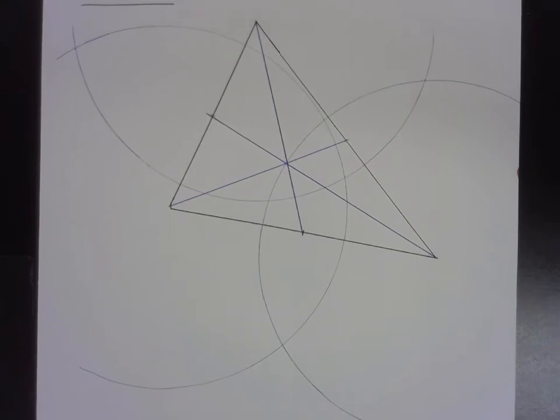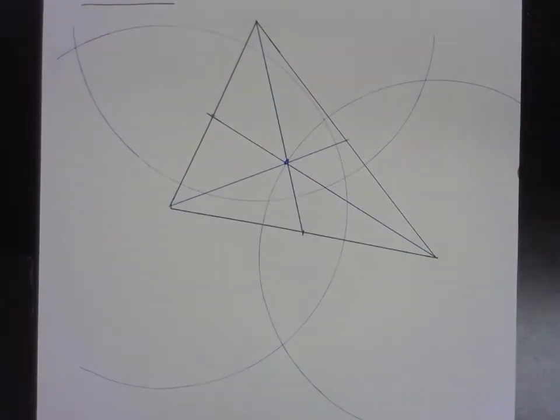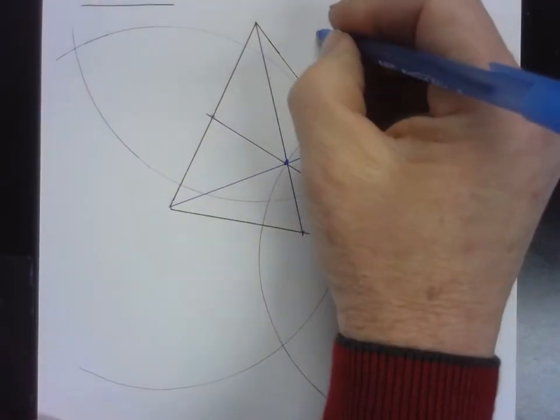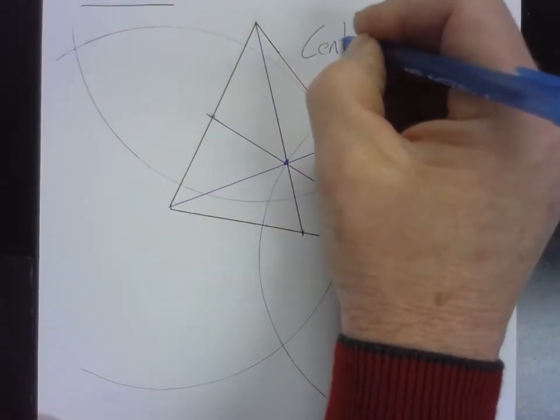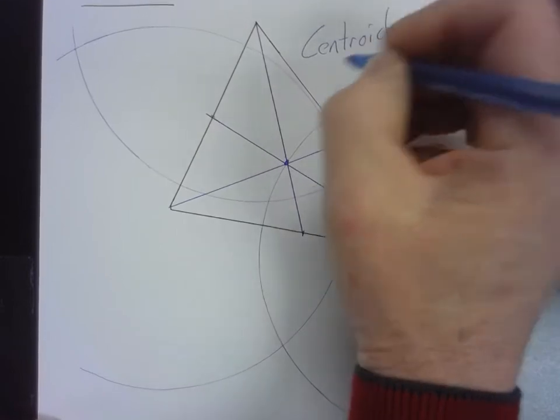Okay? This point, since they're concurrent, guess what? It has a name. So far we've learned the circumcenter, the point of concurrency for the perpendicular bisectors. We have learned the incenter, the point of concurrency for the angle bisectors. And now this one is called the centroid.